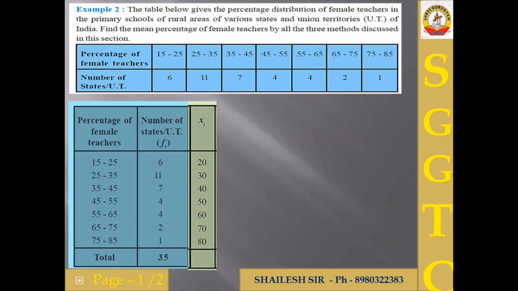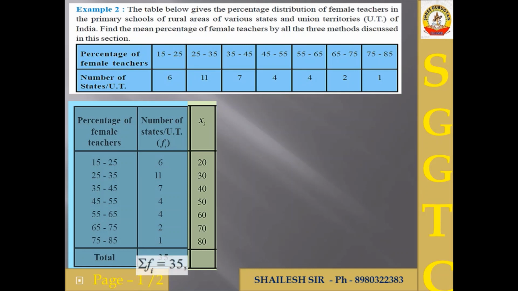Now I go to the first table, xi. Students, xi here is the midpoint of the given female teacher percentage values: 15 plus 25, divided by 2. 15 plus 25 is 40, and 40 by 2 is 20. Same for the second, 25 plus 35 divided by 2; this is the class mark, or midway value. Similarly the third, 35 plus 45 divided by 2, is 40. The answer increases by 10 each time: 20, 30, 40, so you just keep adding 10.